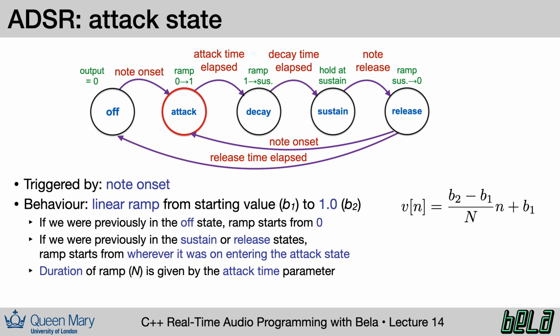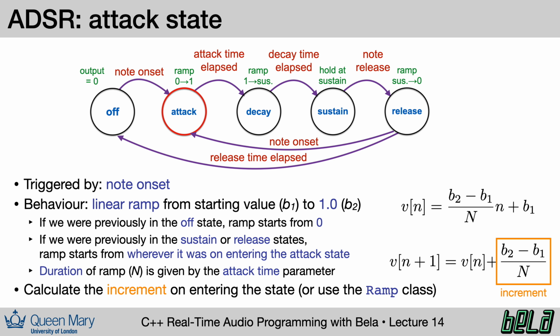The duration of the ramp, which is given by a number of samples, capital N, is dependent on the attack time parameter. When we enter the attack state, we ought to calculate a value of the increment, which we're going to add to the output each individual frame. That value is given here, b2 minus b1 divided by capital N. All of this is implemented inside of the ramp class that we made before.